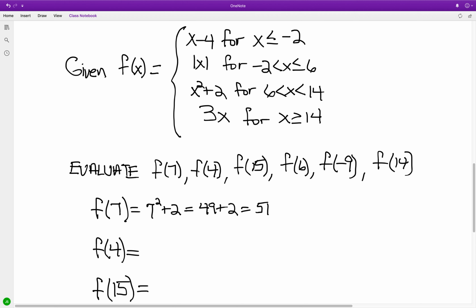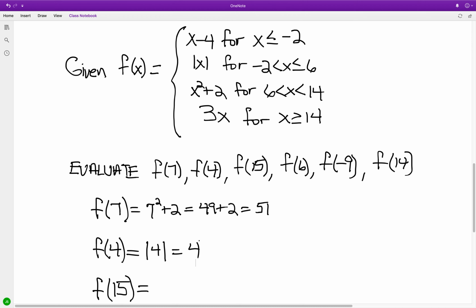Now for the input value of 4. Now 4 is not less than or equal to negative 2. However, 4 does fall between negative 2 and 6. And so in terms of what to do with 4, we're going to take the absolute value of x, where x is 4. So f of 4 is equal to the absolute value of 4, and that is equal to 4.